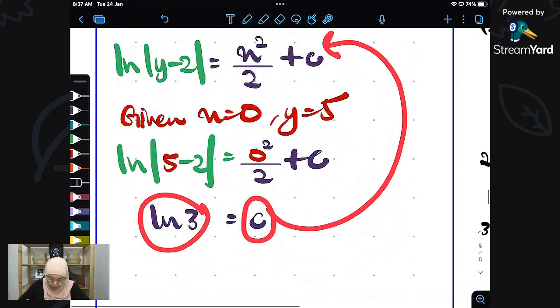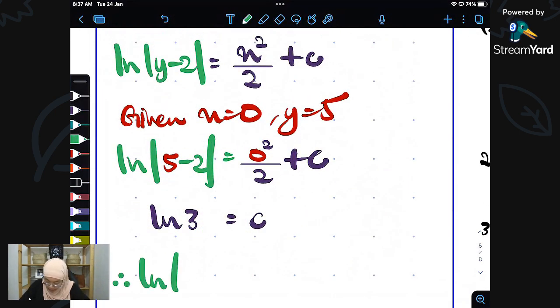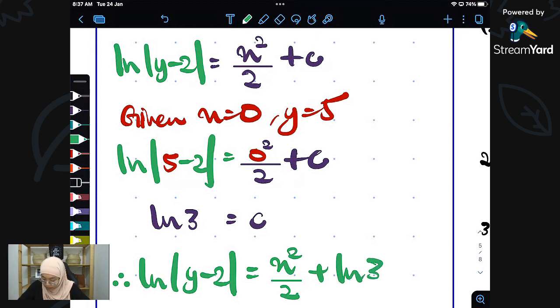And then our final answer is ln|y minus 2| equals x squared over 2 plus ln 3. Ta-da! We've finished. Easy, isn't it? So you will love this chapter 3.1.